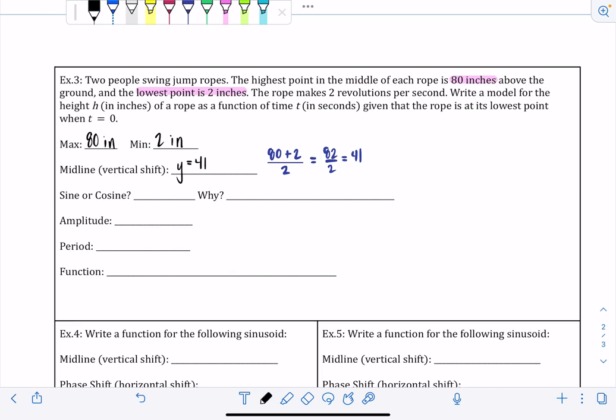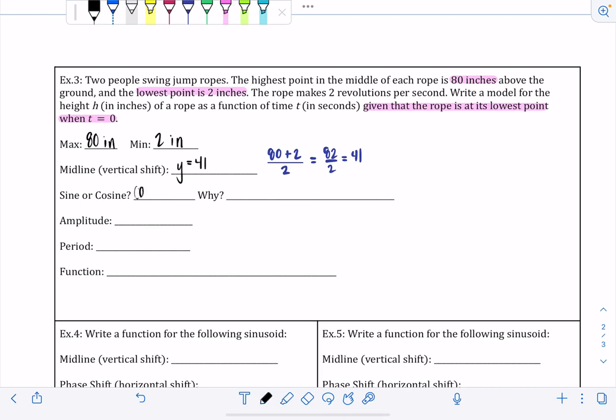And then for sine or cosine, we want to look at what the graph is starting at. So at the very end of the problem, it says, given that the rope is at its lowest point when t equals 0. And sine starts at the midline, and cosine starts at a maximum. So neither of those necessarily starts at their lowest point. But if we take cosine and we reflect it, it won't start at a maximum, it'll start at a minimum. So sine always starts at the midline because if we reflect it, it's just going to reflect on the midline over and over again. So that one's no good, but we can use cosine with a reflection to get it to start at the minimum instead of a maximum.